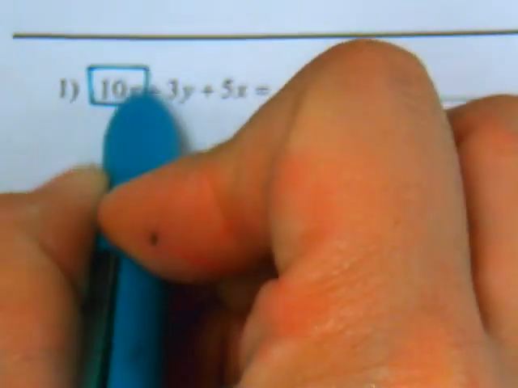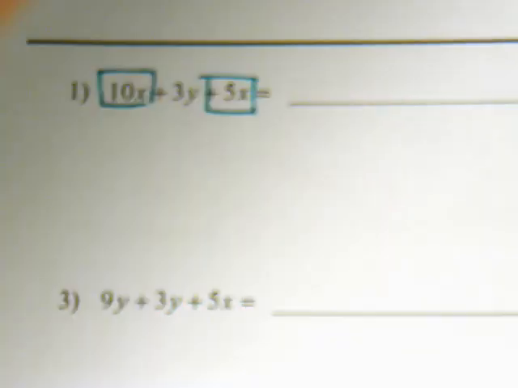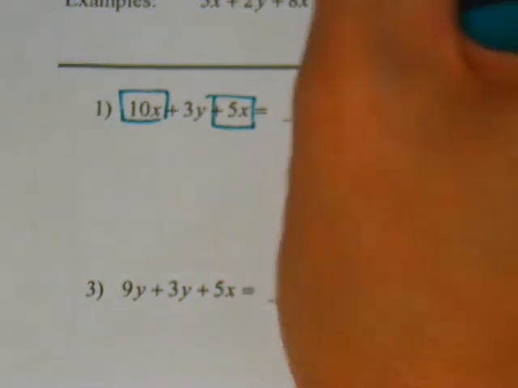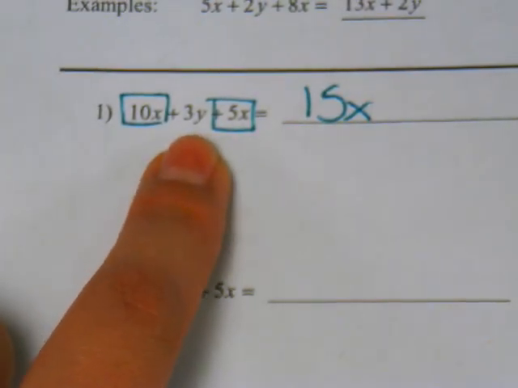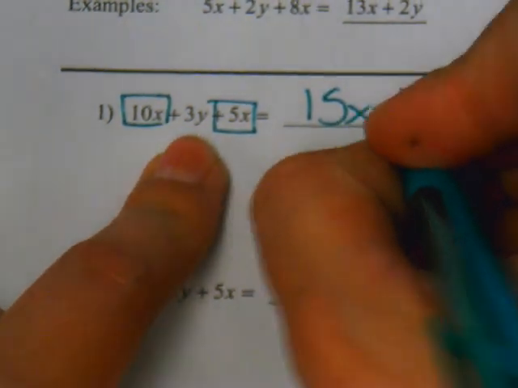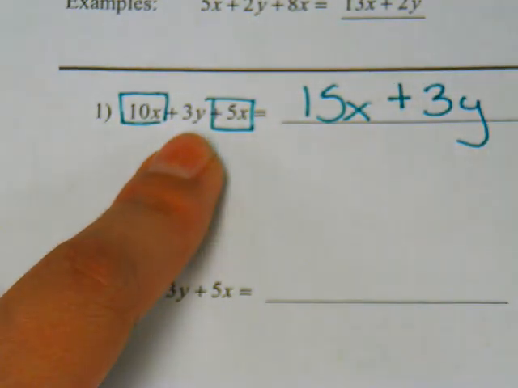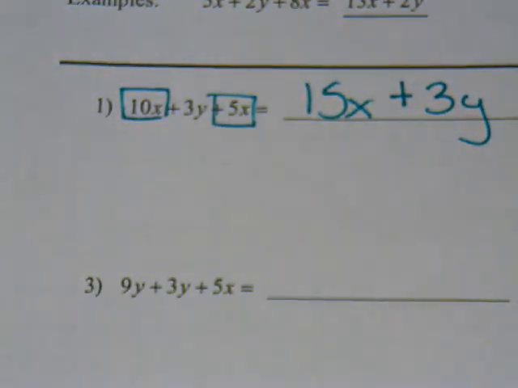Okay, so I'm going to circle all the ones that have an X. These two are the ones that have an X, right? So then you add. That's why I asked Bella, hey, what's 10 plus 5? And she said 15. 15X. Now, I have a 3Y that I didn't circle. Can I do anything with the 3Y? No. So all I have to do is write it down because there's nothing else I can do with it other than just copy it. And that's my answer. Can I put these two together? Literally? No.